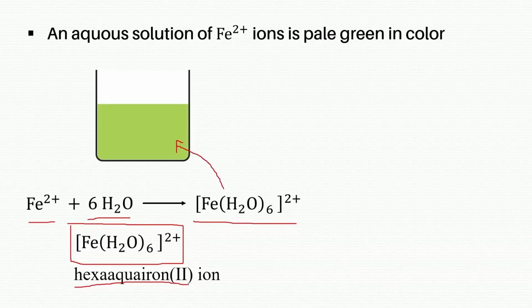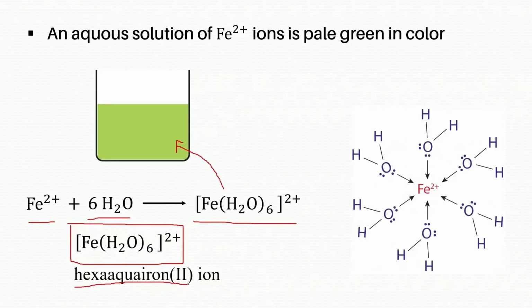Now we can see the shape and the structure of this complex ion also. It is the same as the previous ones. You can see you have Fe2+ as the central metal cation. It is surrounded by 6 water molecules with 6 dative covalent bonds.